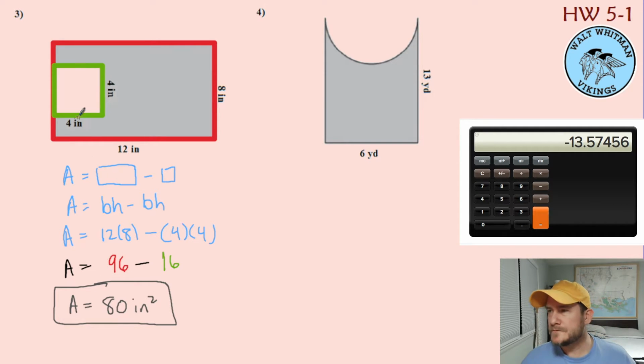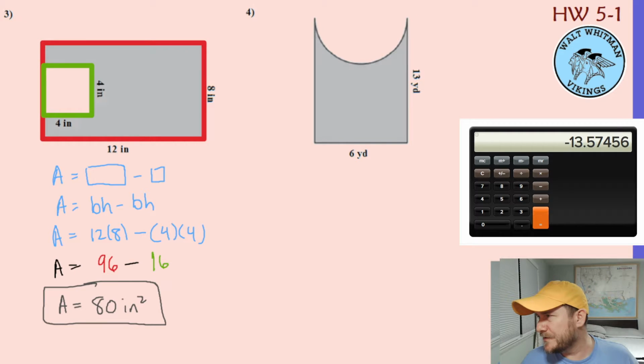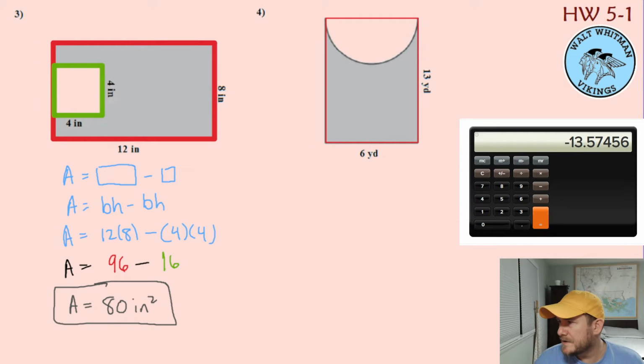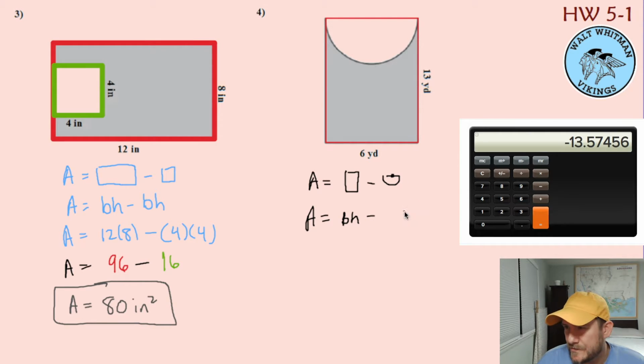Okay. So the next one, I'm doing this one as a subtraction problem too, because when I look at this, I see a rectangle right here, and then a semicircle that's missing. So to set this up, I'm thinking I need a rectangle minus a semicircle. So for the rectangle, it's just base times height. And for half of a circle, well, if a whole circle is pi r squared, then a semicircle must just be 1/2 times pi r squared.